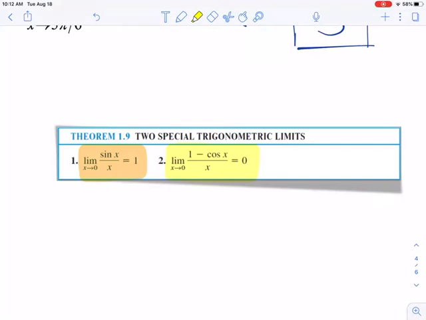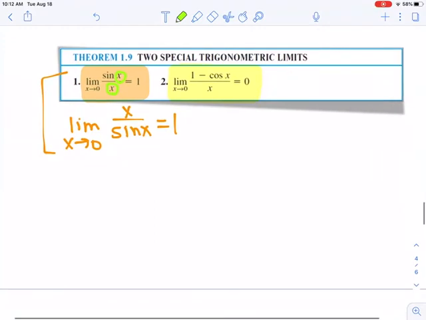Now, what I want to make sure you understand about this first limit, this orange one, is that we could also have the limit as x approaches 0 of x over sine of x. It can just be inverted, and it's still going to equal 1, because when we flip 1 upside down, it's still 1. So this could happen either way. And we need to look for consistency with the angle. As long as the angle matches the denominator, that's still going to equal 1.